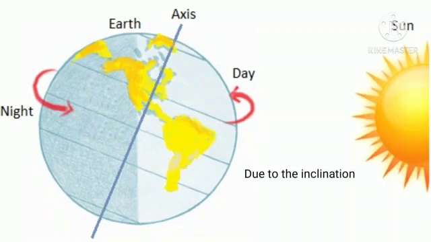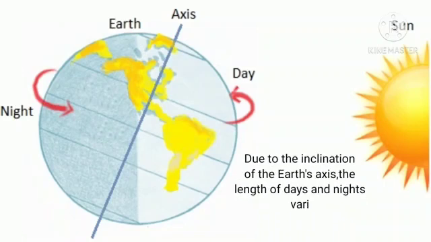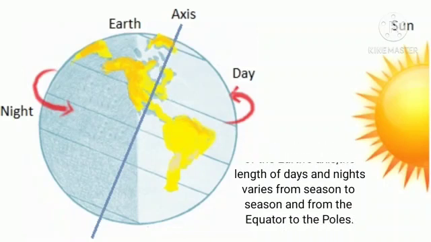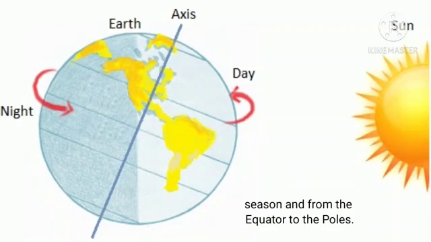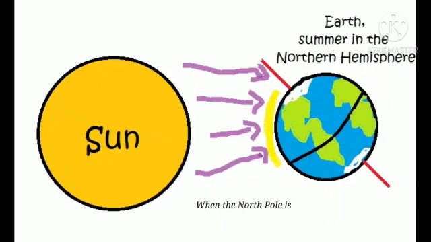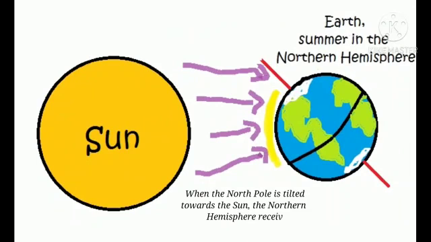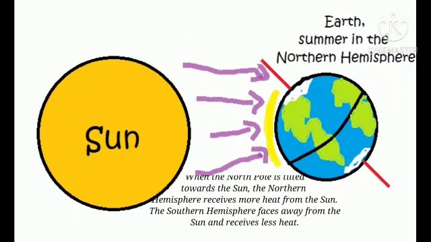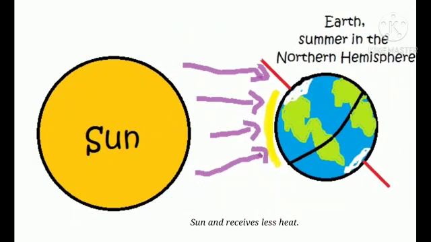Due to the inclination of the Earth's axis, the length of days and nights varies from season to season and from the equator to the poles. For most part of the year, only one pole of the Earth is tilted towards the sun. When the North Pole is tilted towards the sun, the northern hemisphere receives more heat from the sun. The southern hemisphere faces away from the sun and receives less heat.